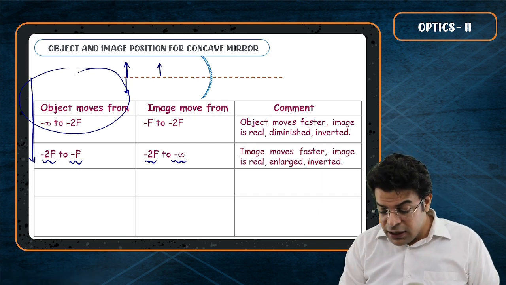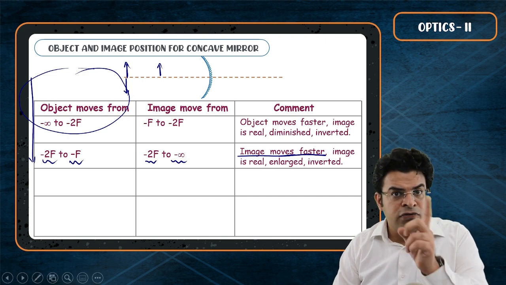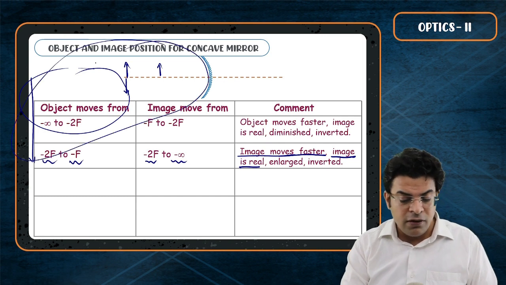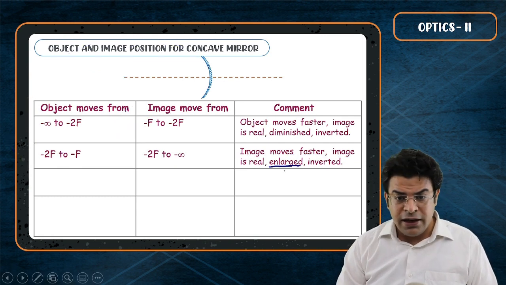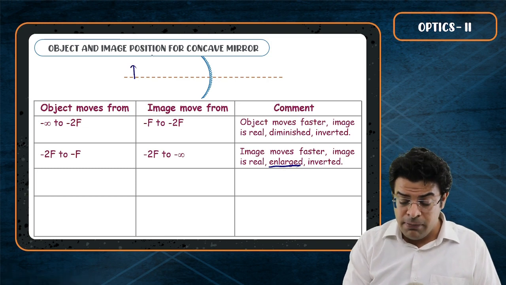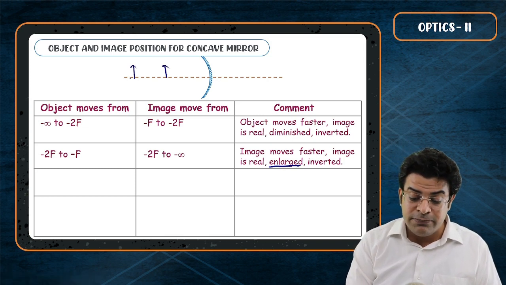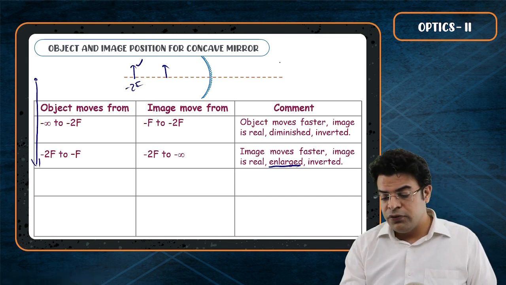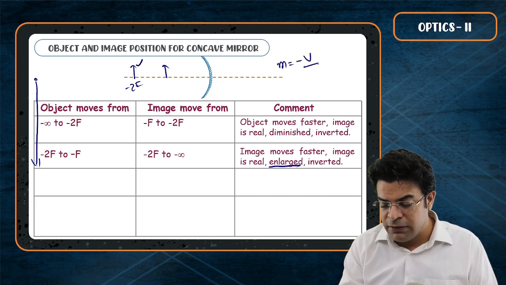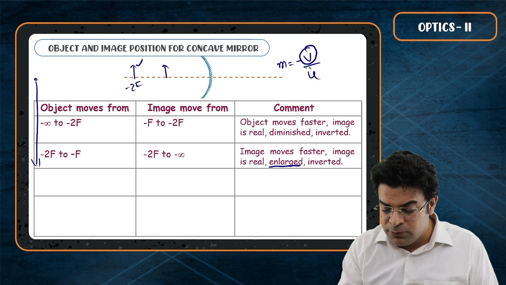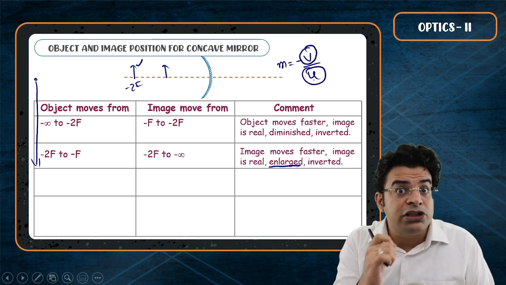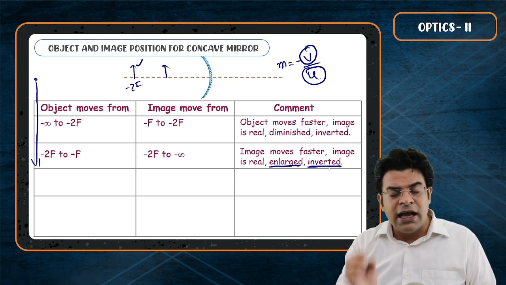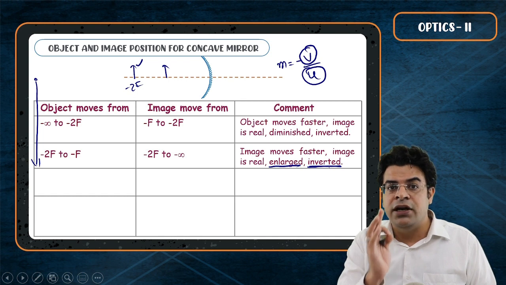So that's why the image moves faster compared to the speed of the object, and the image is real because it is being formed in the real world. The image is enlarged. Why? Because for the object being between minus 2f and minus f, the image is between minus 2f and minus infinity. So the distance of the image is more. If you think of the magnitude of magnification from m equals minus v by u, since the magnitude of v is more than u, the magnitude of magnification will be more than 1. That's why the image has to be enlarged. And the image will be inverted as the object and image are on the same side of the mirror.